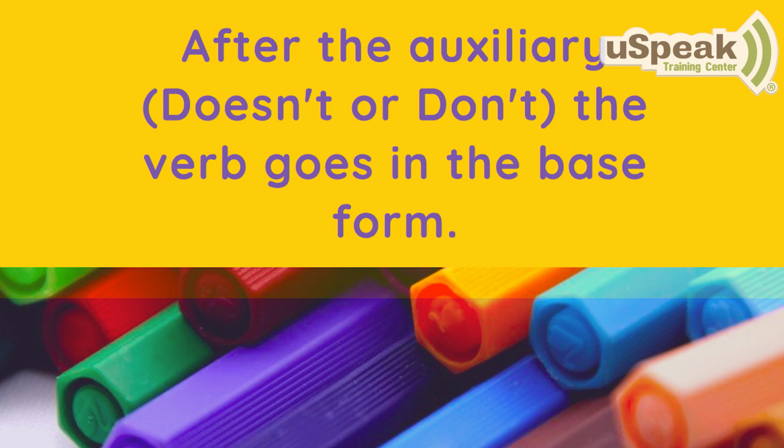And with the third person singular, which are the pronouns he, she, it, it would be she doesn't like tomato. He doesn't work in the factory. And that's it. You have to notice that after the auxiliary doesn't and don't, the verb goes in the base form. Notice this especially in the verbs with third person singular.